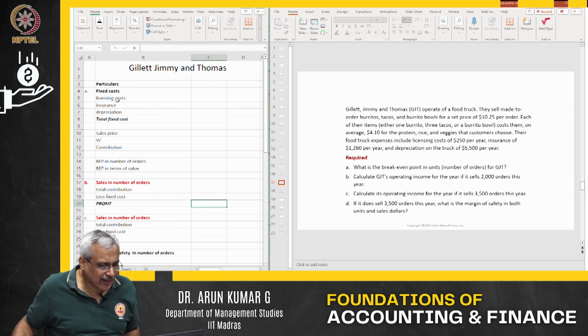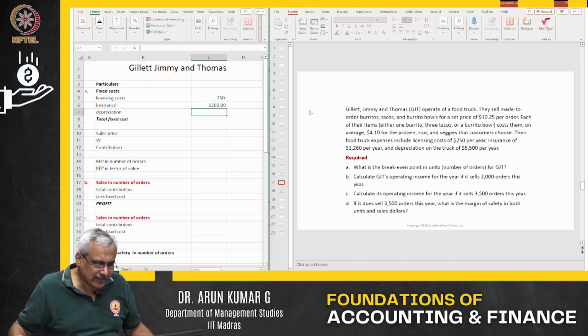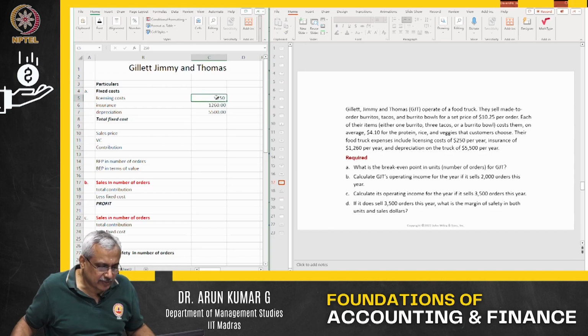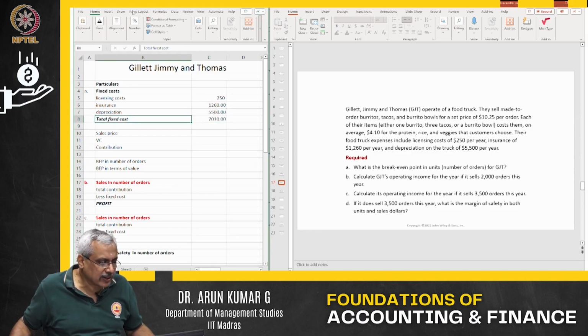So, let us calculate. I am trying to use an Excel sheet out here. The fixed cost I am going to list down. The fixed cost is going to be licensing cost of about $250 per year, my insurance is about $1260 per year, and then my depreciation is going to be about $5,500. So my total fixed cost in this particular case is going to be about $7,010.